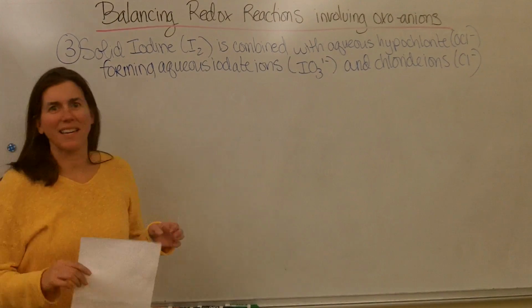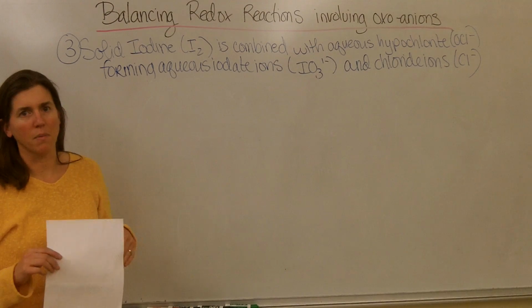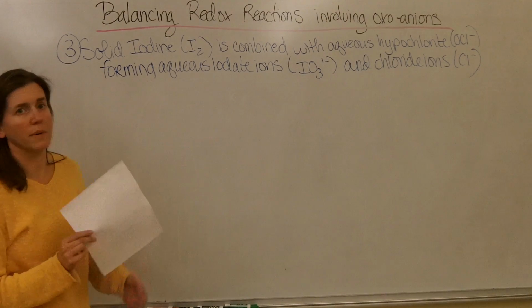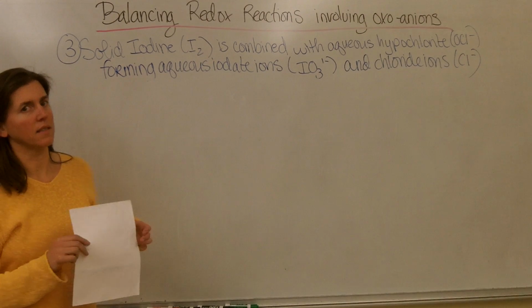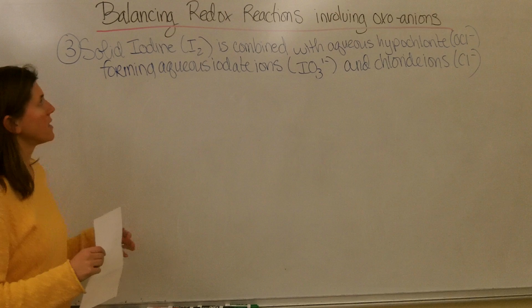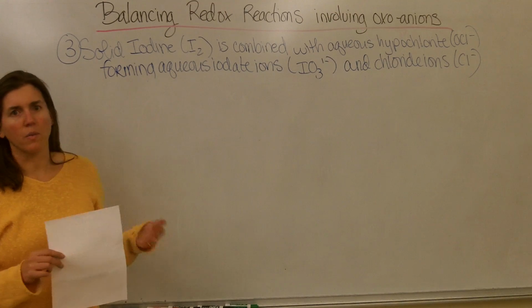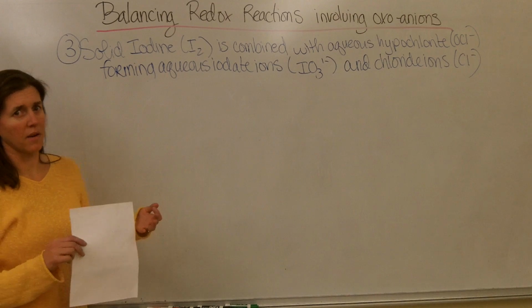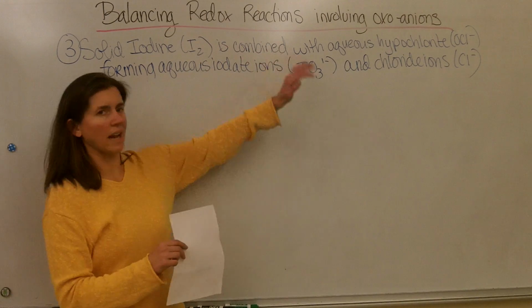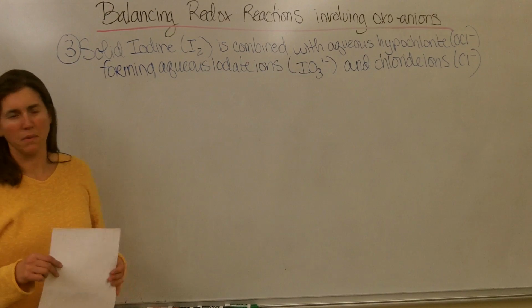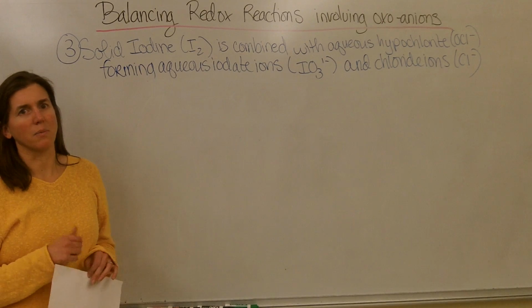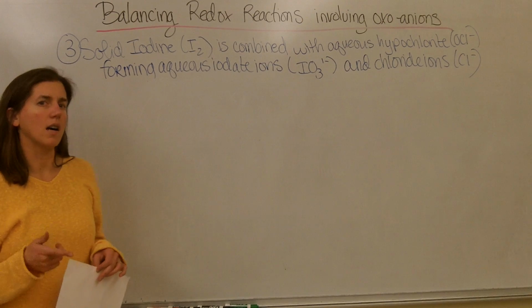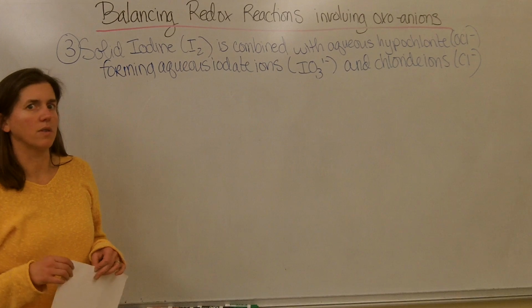Hello, this is Mrs. Nearing, and I'm going to walk through a sample problem with balancing a redox reaction. Some redox reactions are really straightforward to balance, like the single displacement type, and some are a little bit more complicated. The ones you can spot that are more complicated are the ones that involve oxoanions, meaning polyatomic ions that involve oxygen, like common ones we've seen: permanganate ion, oxalate ion, or thiosulfate.